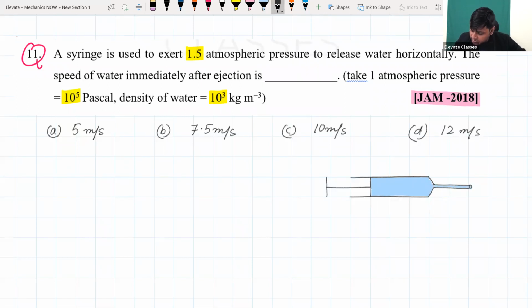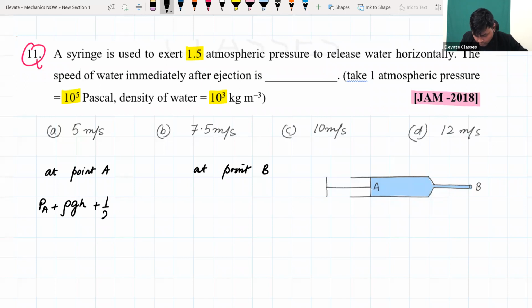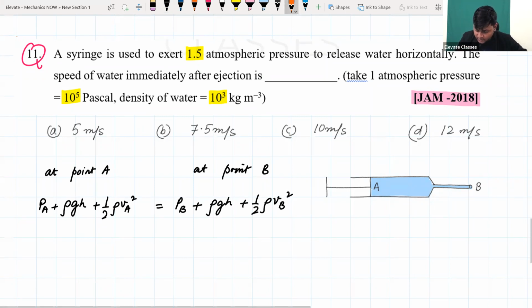Okay, so let's suppose this is point A and point B. All right, so a syringe exerts a pressure of 1.5 atmospheric pressure. So let's suppose that at point A and at point B, we look at the Bernoulli's equation. So PA plus rho GH, same for both, plus half rho VA square is equal to PB plus rho GH plus half rho VB square. So what will the pressure outside be? PB. So PB is nothing but the atmospheric pressure.